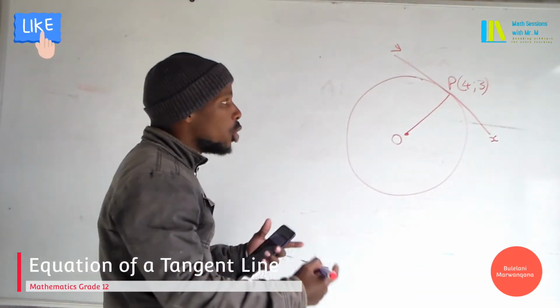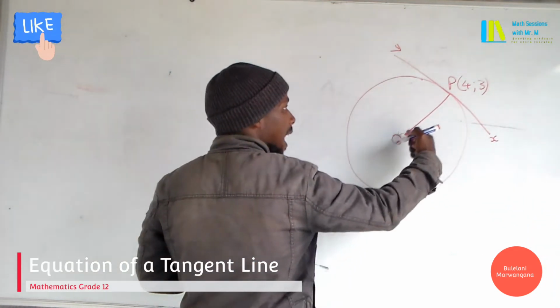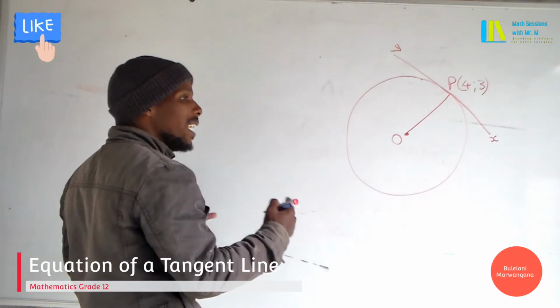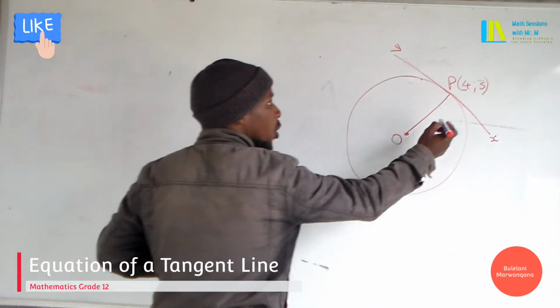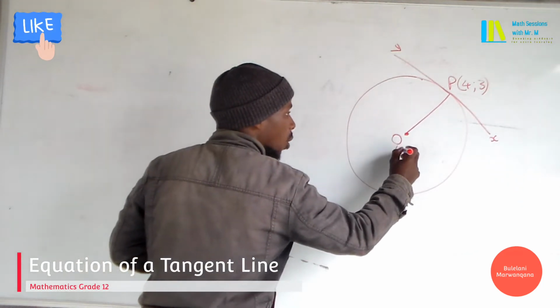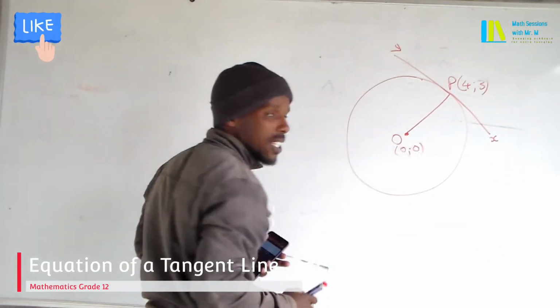The first thing is that we know about two perpendicular lines, line OP and line XY, they are perpendicular. So we must find the gradient first. We are given only one point, which is that one, and we have a point at the origin. We know that it's 0 and 0.